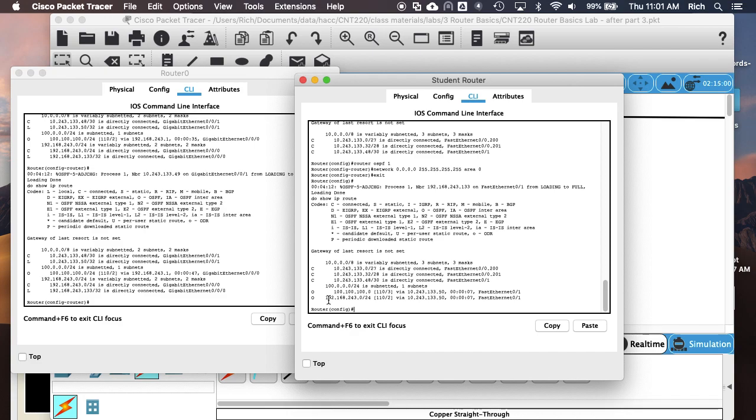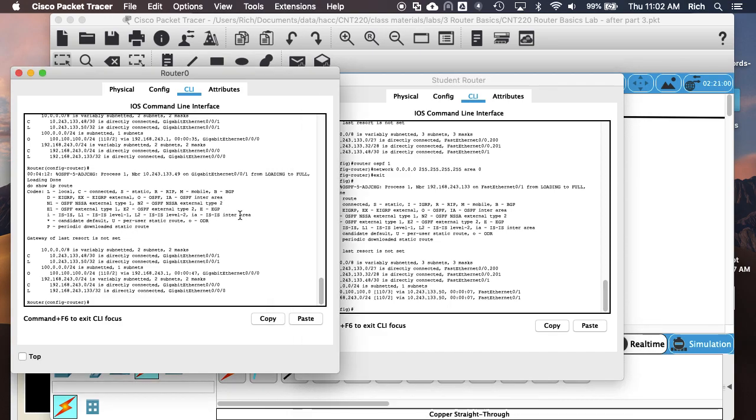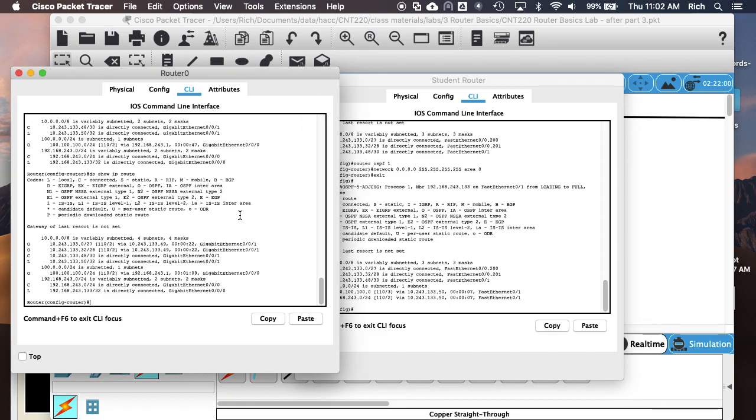So now this router has learned about the 192.168.243.0 subnet from the other router. It also learned about the 100.100.100.0 network from the other router. And this router should have learned about the 10 networks. Yeah, so there we go. Now this router's learned about the 2 10 networks we're using on our LAN. So at this point, OSPF has exchanged all the information that needs to be exchanged between the routers.